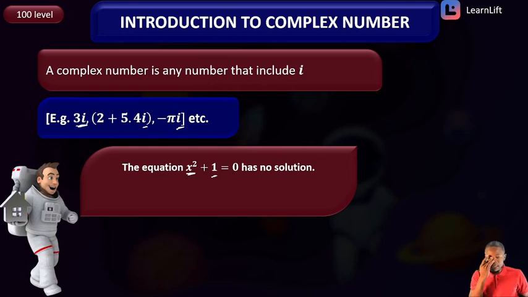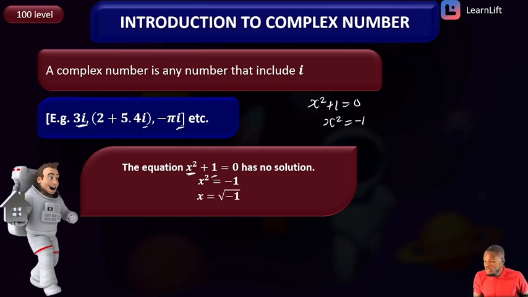Now let me break this down, especially what we mean by this. If we say x squared plus 1 is equal to 0, automatically x squared is going to give us negative 1, right? So x is going to give you the square root of negative 1. Now hold this tight, square root of negative 1.